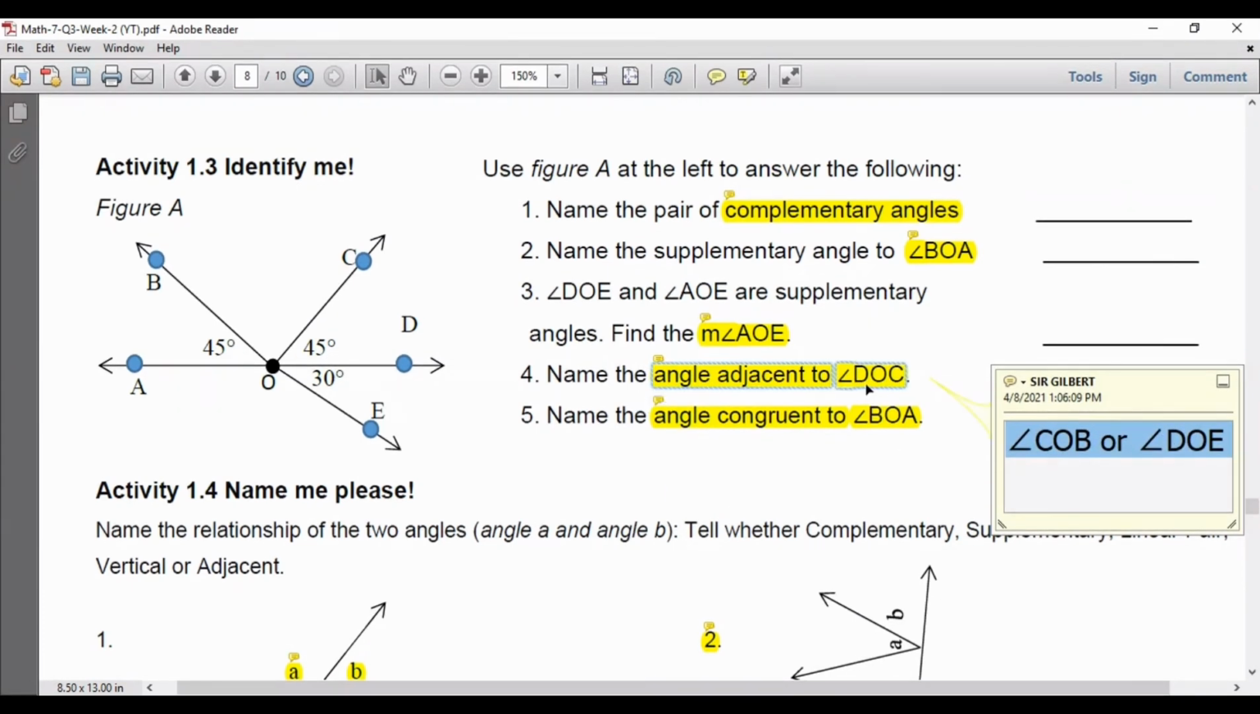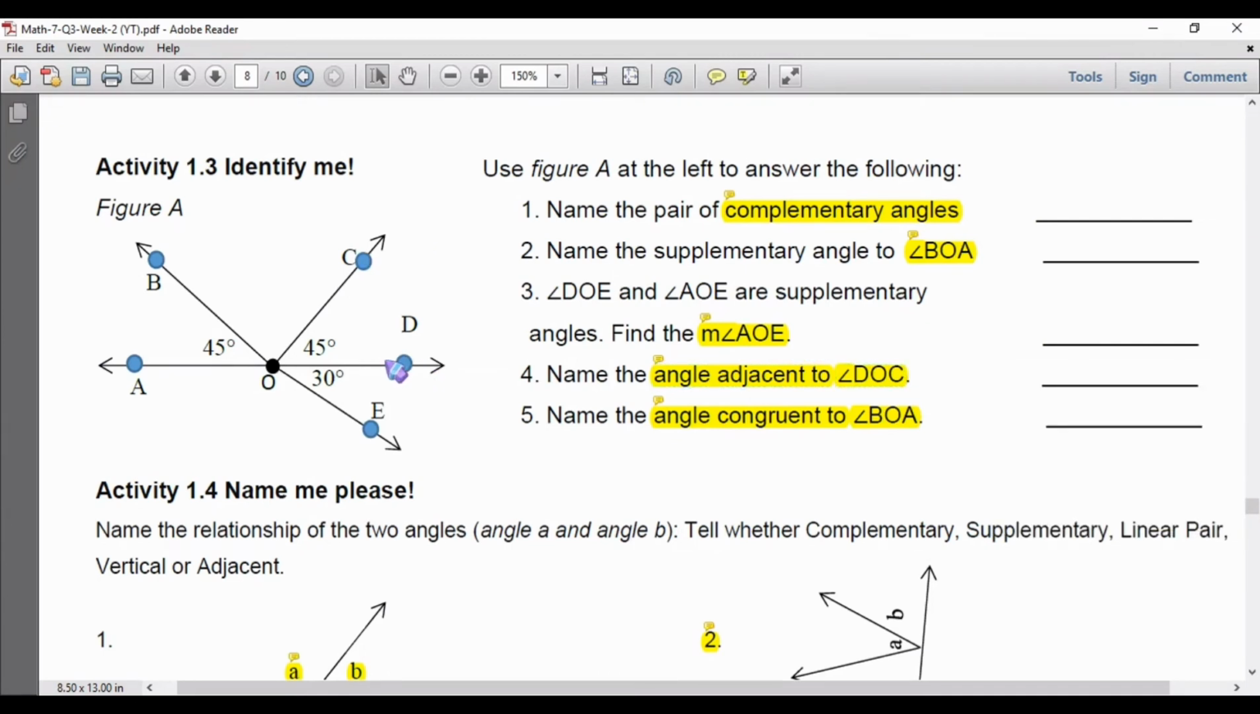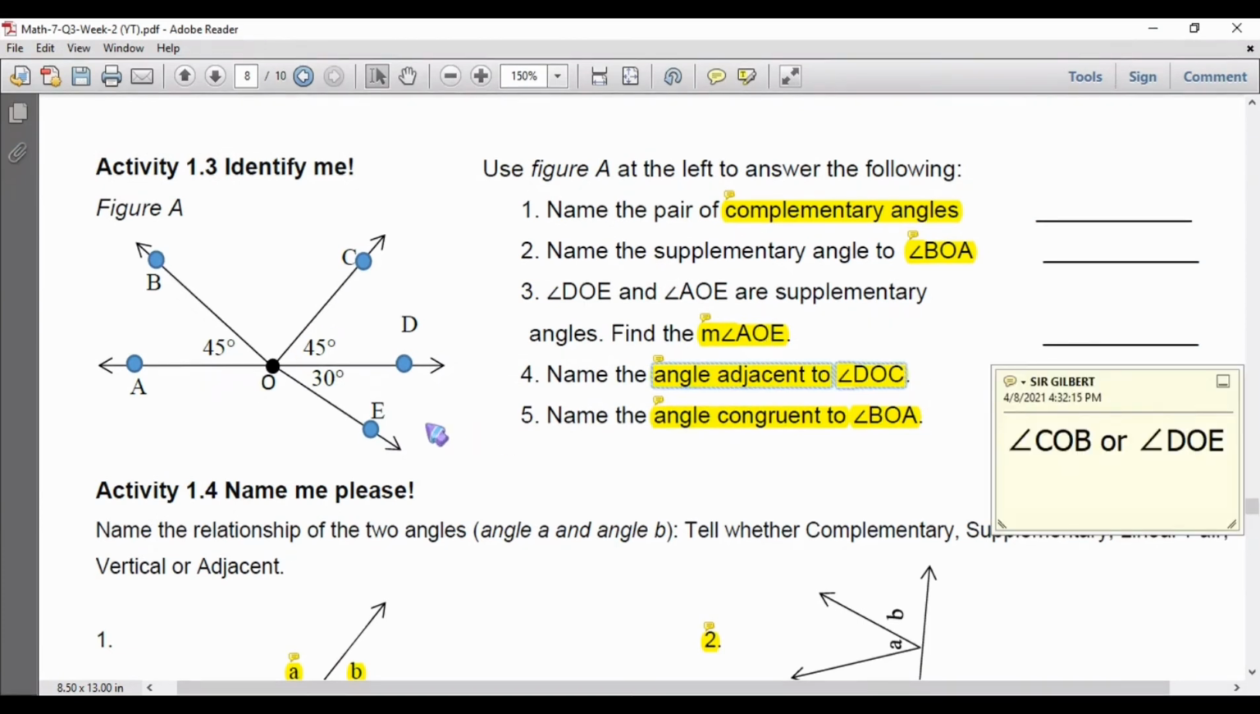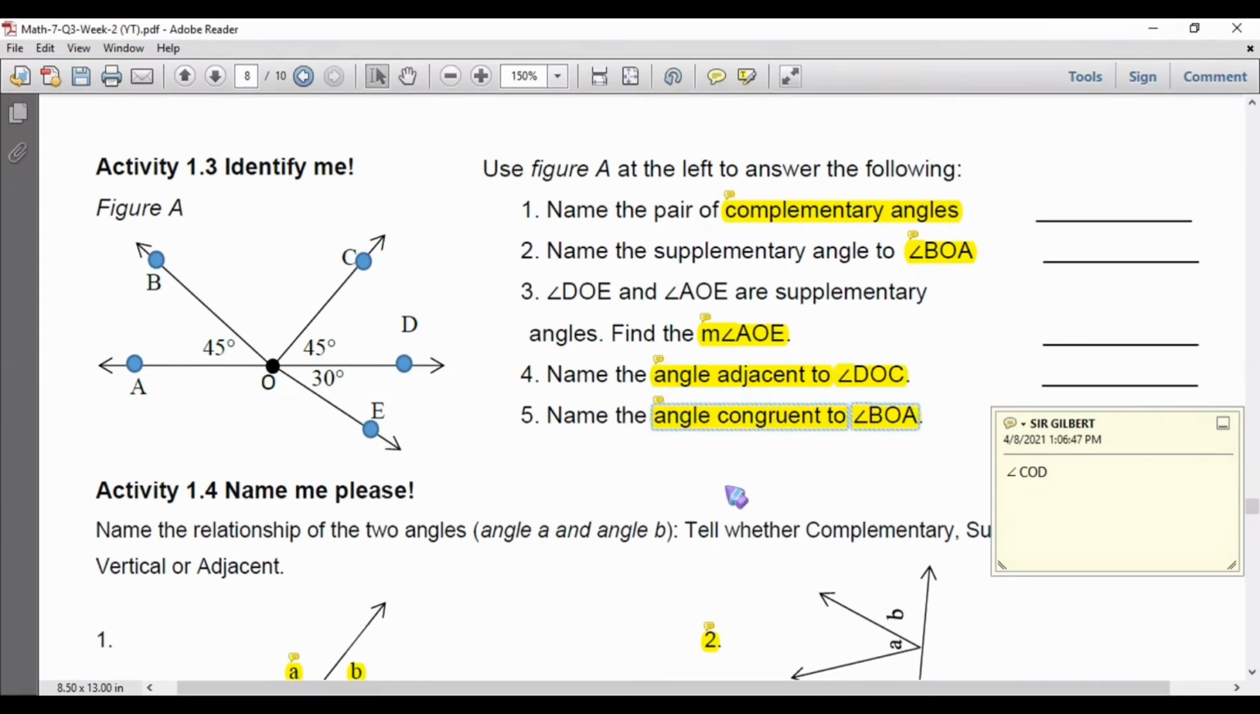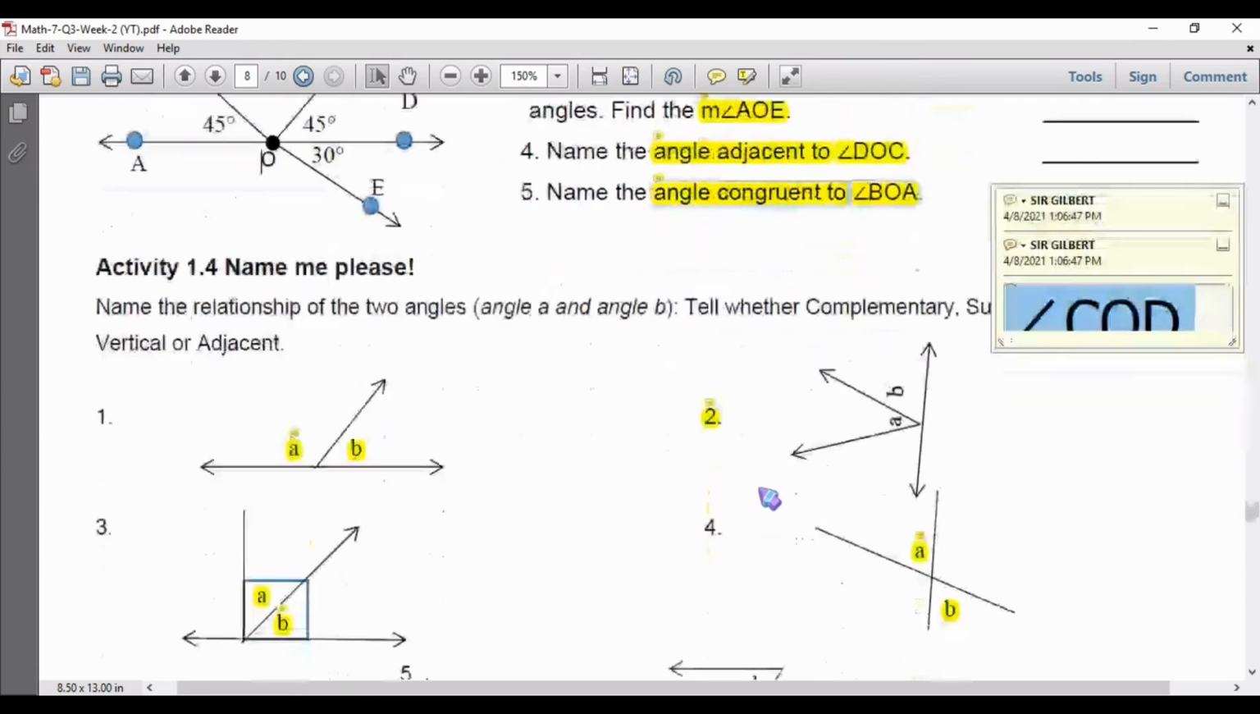So, name the angle adjacent to DOC. Okay, adjacent, so angle COB. Yan, COB and DOE. Ayun, okay. So, how about this one? Name the angle congruent to angle BOA. Where is angle BOA? Congruent. Oh, ito na yun, COD. Tama. 45, congruent angles. Okay, ayan.